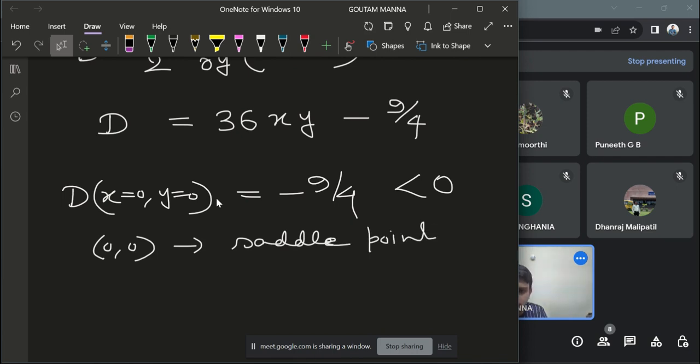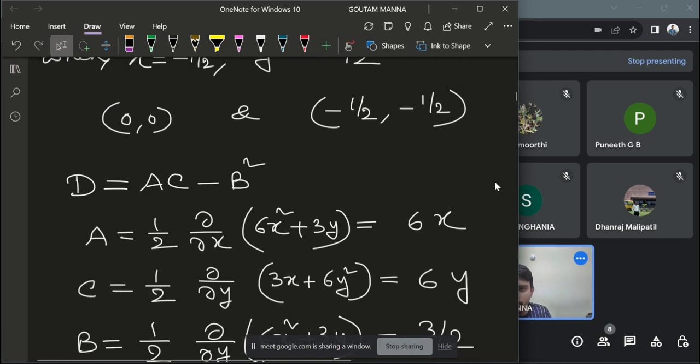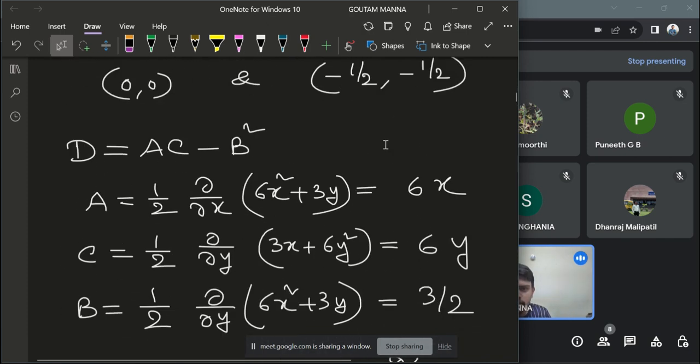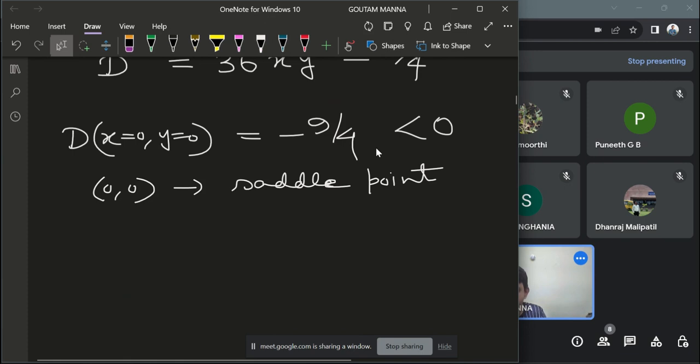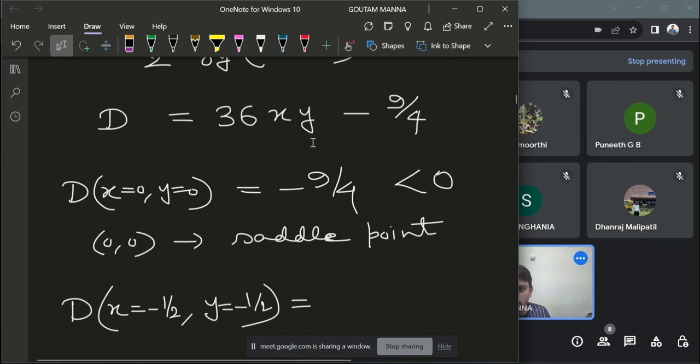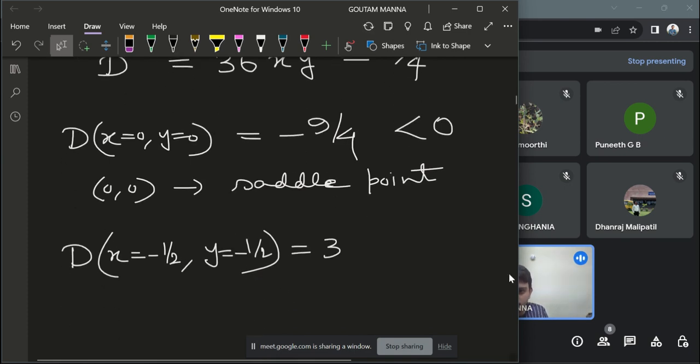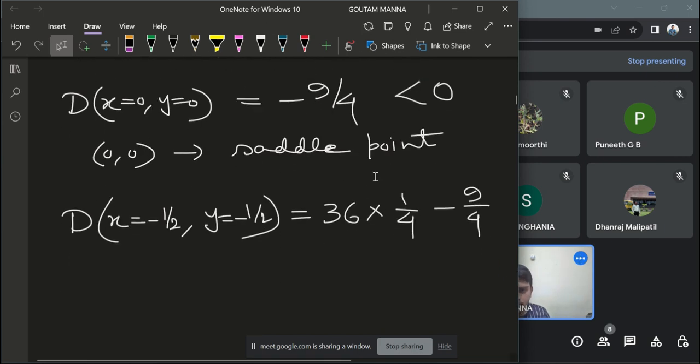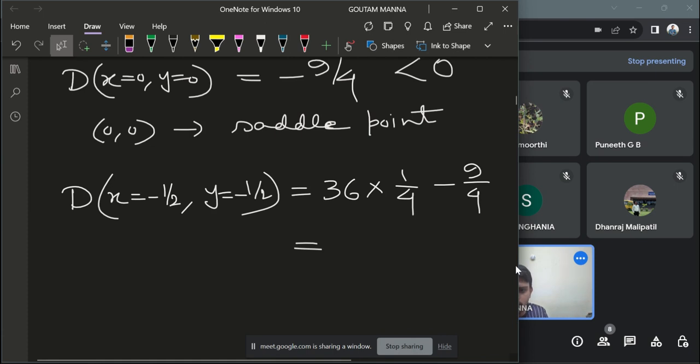This is a saddle point, and for the other point, minus half. So D at x equals minus half, y equals minus half will be 36 times 1 by 4 minus 9 by 4. So it will be 4, and this is 36 minus 9, which is obviously greater than 0.